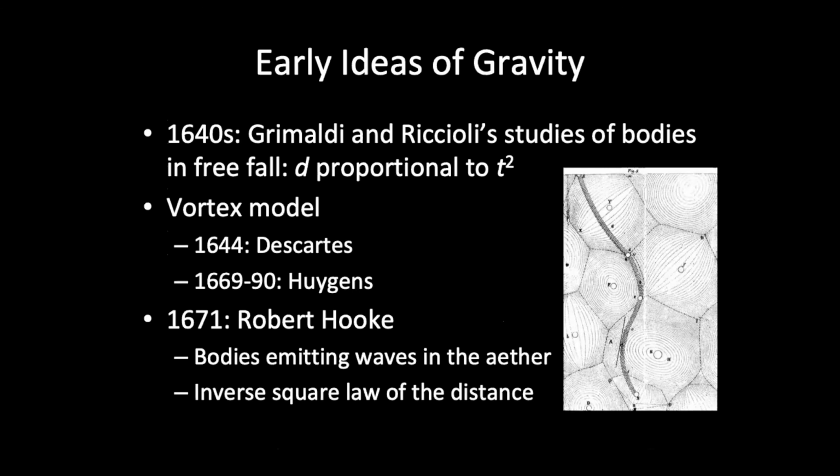Before Isaac Newton came along with his universal law of gravitation, there were some earlier ideas of gravity. In the 1640s, the Jesuit astronomers Francesco Maria Grimaldi and Giovanni Battista Riccioli confirmed the relation of the distance of objects in free fall to the square of the time taken to fall. They also made a calculation of the gravitational constant by recording the oscillations of a pendulum.